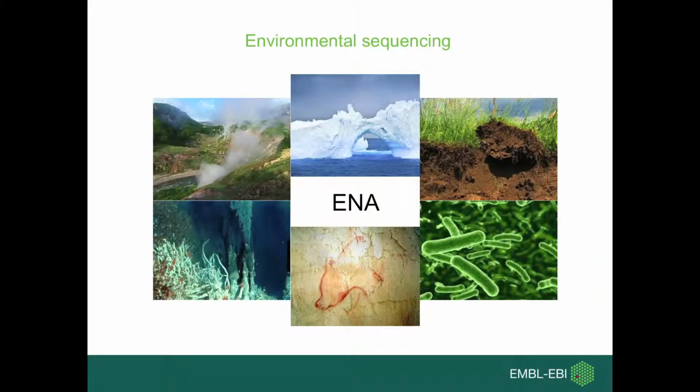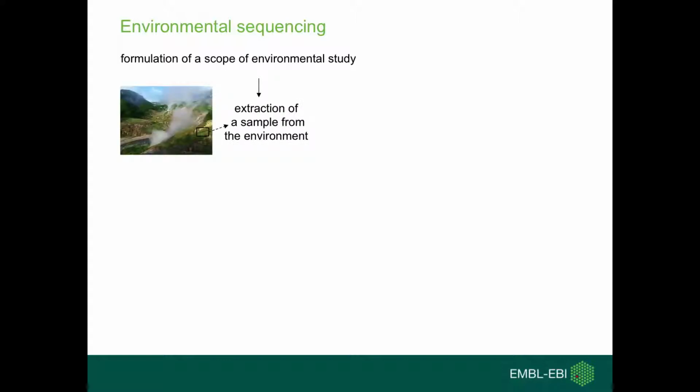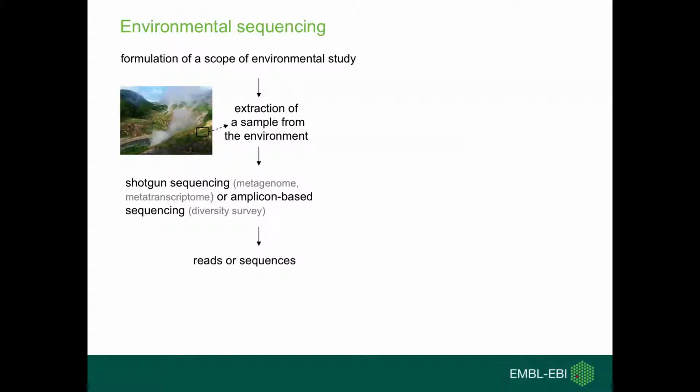We will now very briefly explain how environmental sequencing is represented at the ENA. This will allow better understanding of the ENA data model, which is helpful for users submitting data as well as users retrieving data from the European Nucleotide Archive. Environmental sequencing typically comprises several steps. At first, a scope of the environmental study is formulated. Subsequently, samples are extracted from the environment and then sequenced using shotgun sequencing or amplicon-based sequencing. Afterwards, reads and/or sequences are generated. Finally, read assemblies, sequence annotation, and/or data analysis are produced.